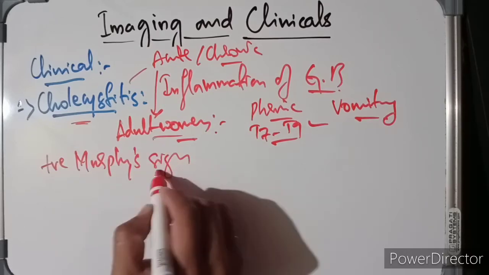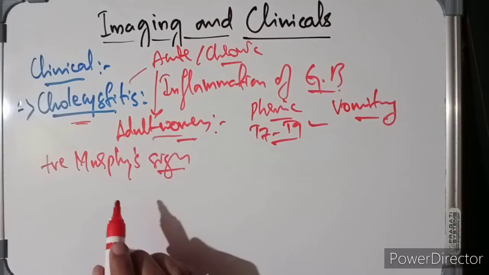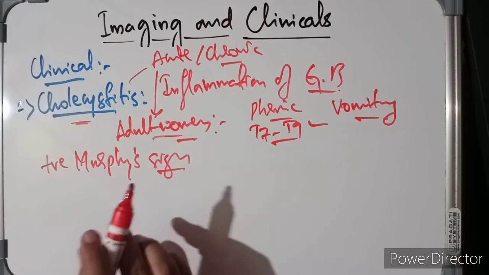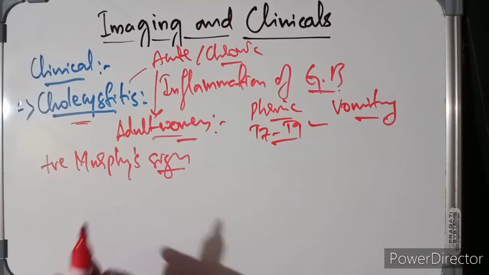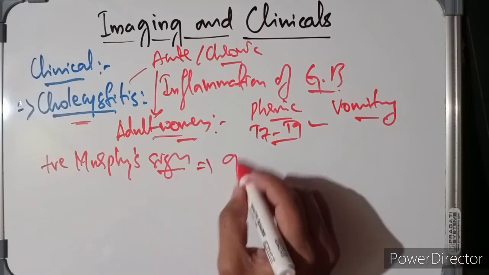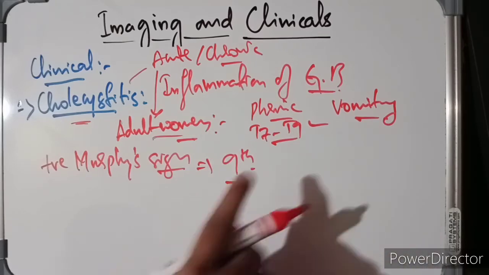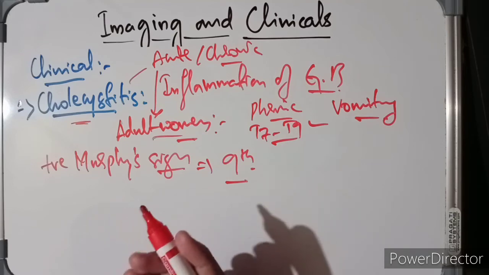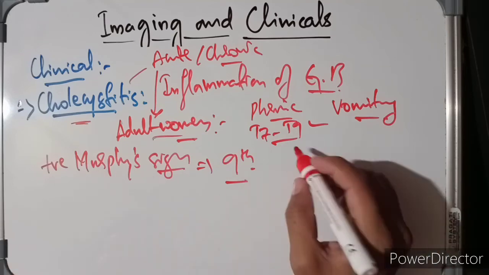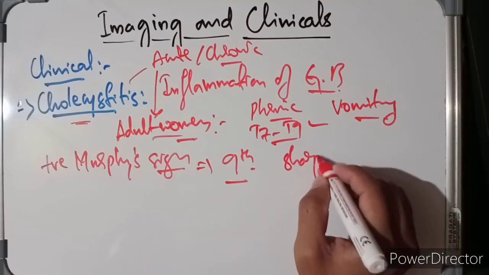Positive Murphy's sign. So what is positive Murphy's sign? If the finger is pressed under the right costal margin at the tip of the ninth costal cartilage, and the patient is asked to take a deep breath, he or she will feel sharp pain.